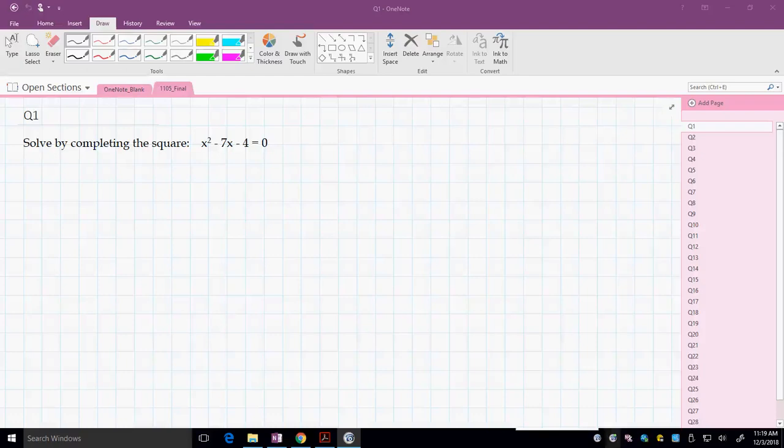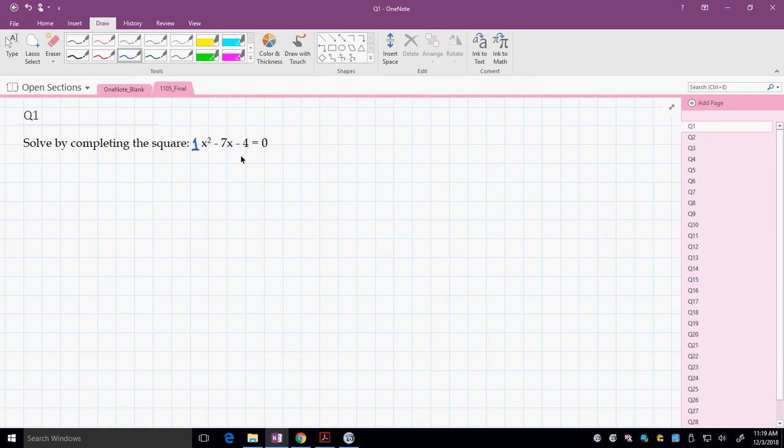As a final review for college algebra. Question number 1, completing the square. In order to complete the square, we first always have to look for the leading coefficient. It must be 1. It's already there, so we don't have to worry about it.